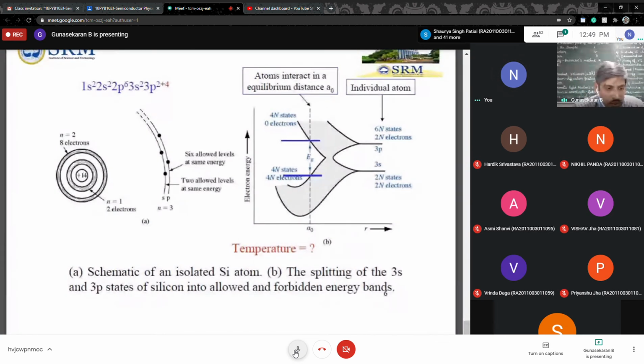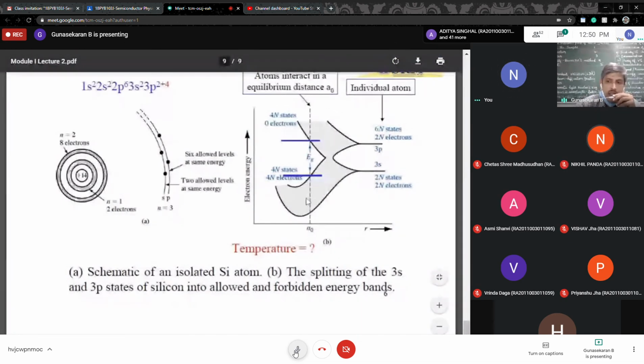Maybe it will act as a semiconductor. Is it correct? If the energy gap is of the order of 1 electron volt... I think you studied this in the lower classes: what is the value for silicon and germanium? What is that energy band gap? Yes, it is 1.11 eV for silicon or 0.7 eV for germanium. So that is the energy gap, and now it acts as a semiconductor. Do you understand this?